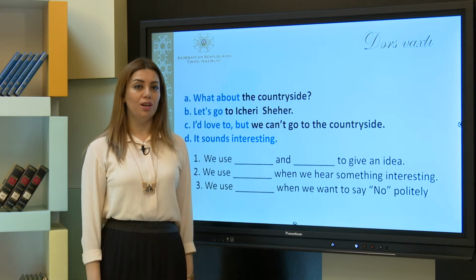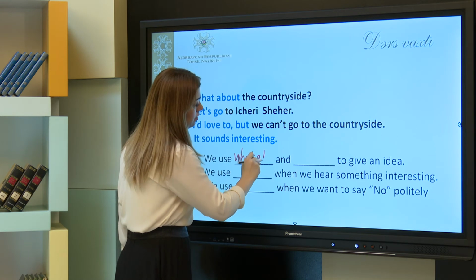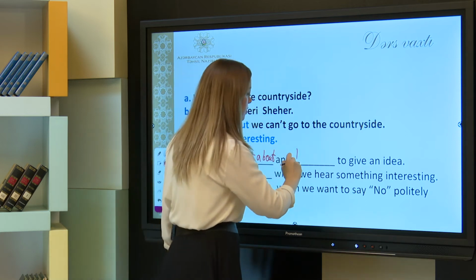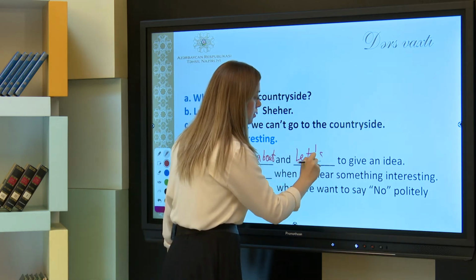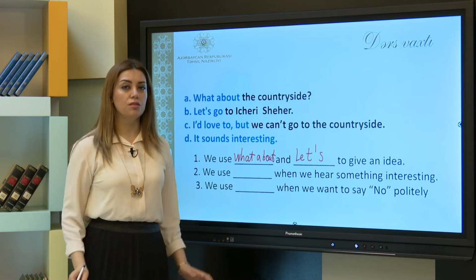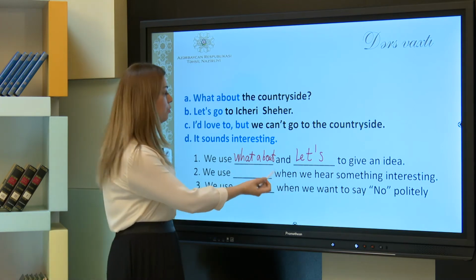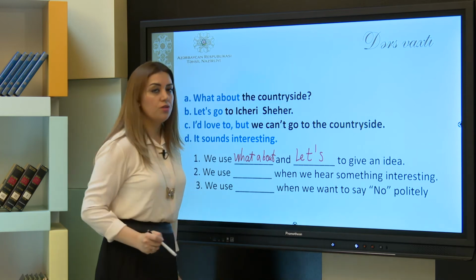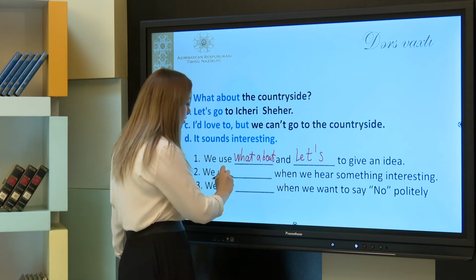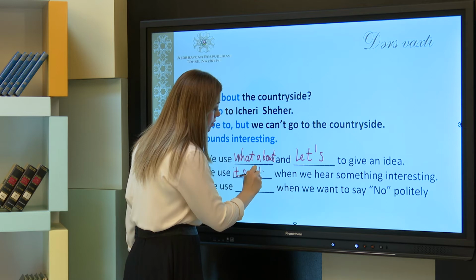So we use what about and let's to give an idea. It means that when we make suggestion, we use what about or let's. Second one, we use something when we hear something interesting. So if something sounds interesting for us, we say it sounds interesting. So let's write it here. It sounds interesting.